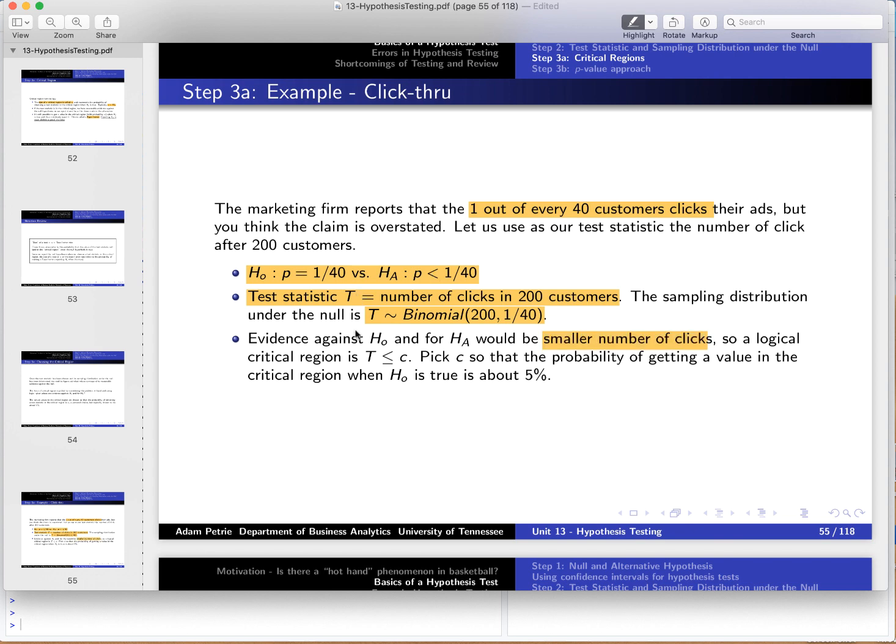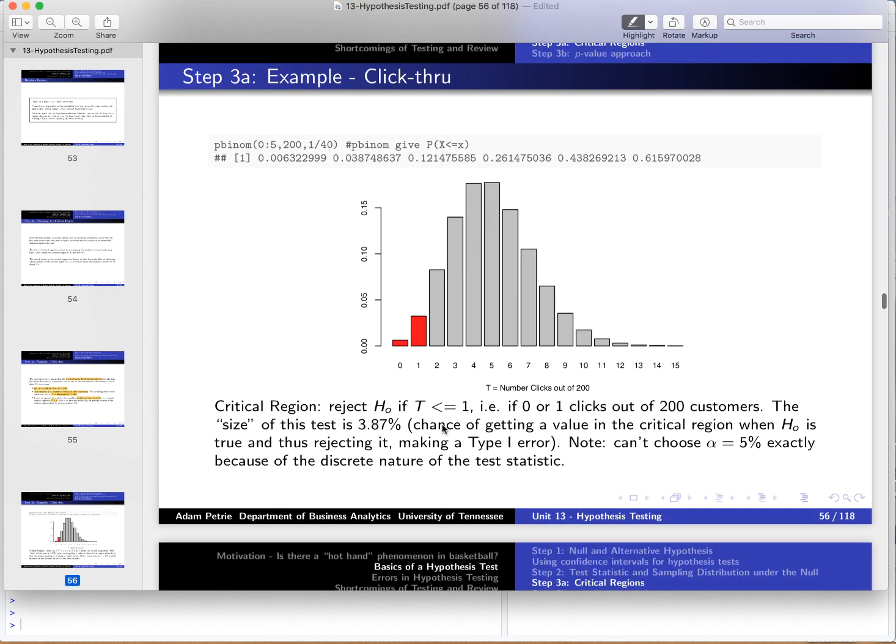So we can write that critical region as t being less than or equal to some value, some critical number of clicks c. We just need to figure out what value of c is appropriate to get a test that has a size, or type 1 error rate, of about 5%, the universal standard here.